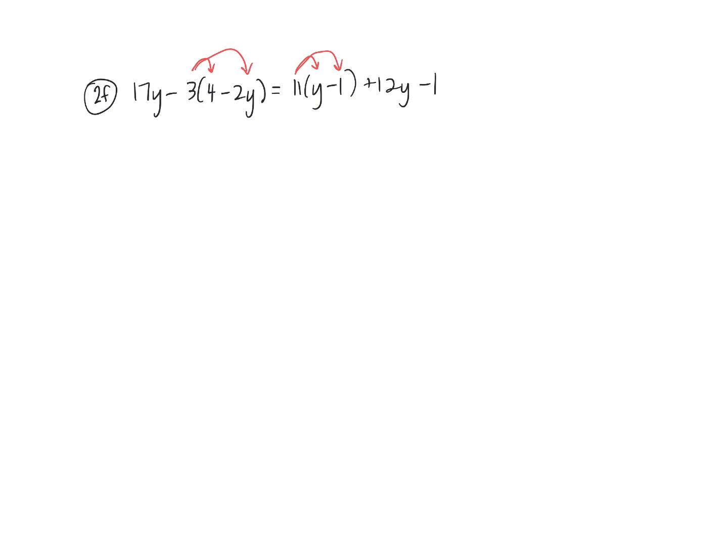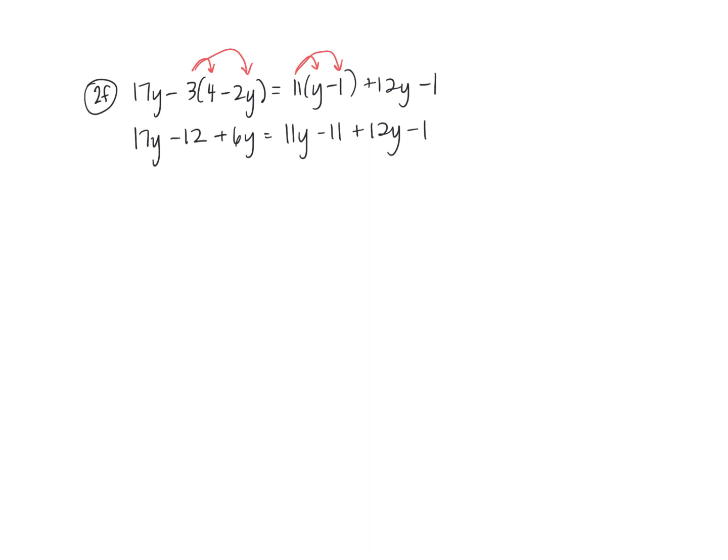So now we're on to 2f. That one is 17y minus 3 times 4 minus 2y is equal to 11 times y minus 1 plus 12y minus 1. So start by getting rid of the parentheses by distributing. So we'll bring down 17y, and then we'll have minus 12 plus 6y equals 11y minus 11, and then bring down the plus 12y and the minus 1.